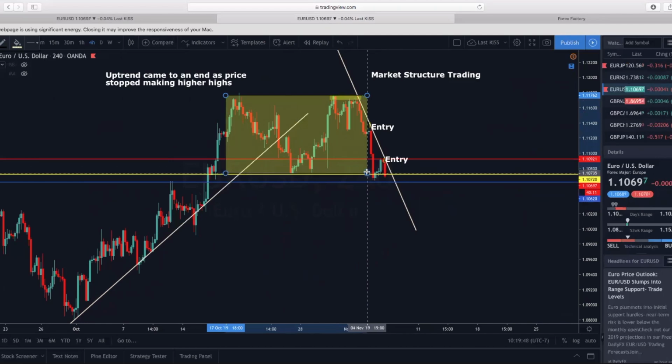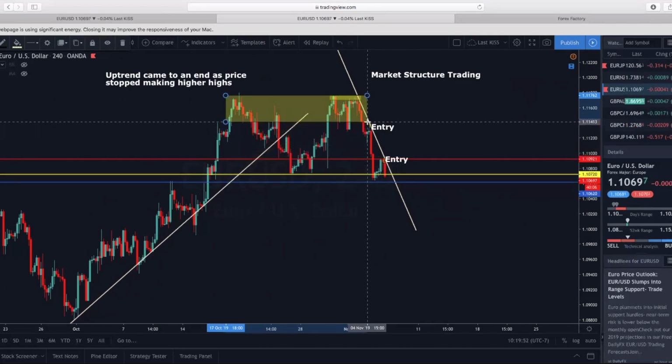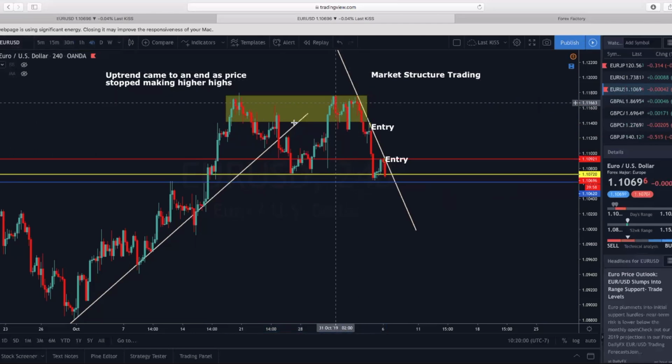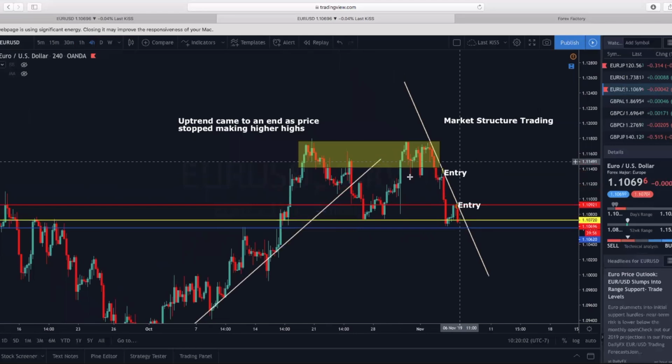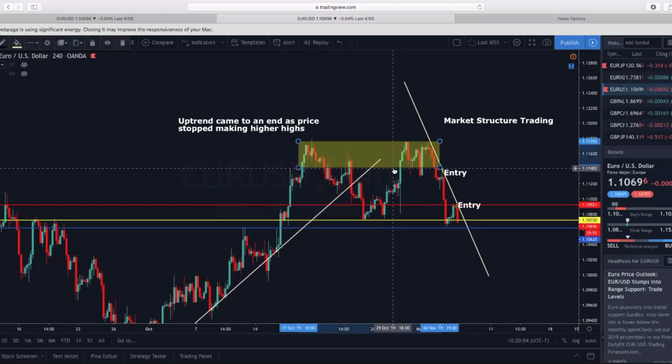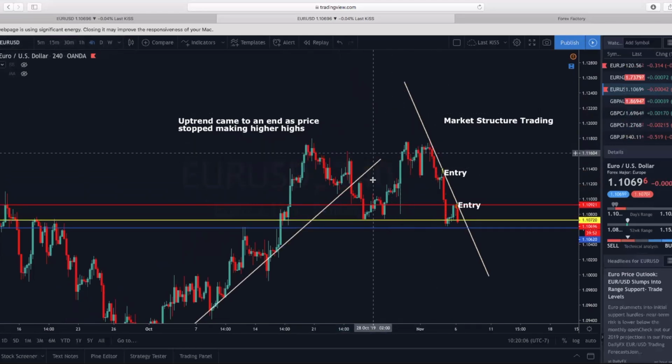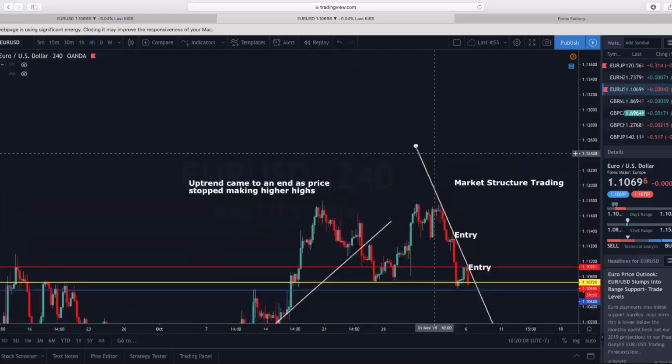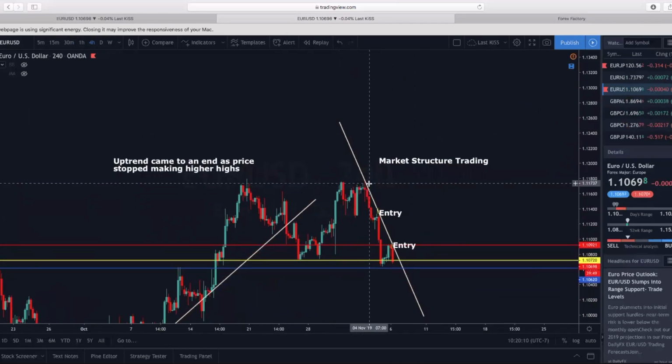What you'll see is that price actually came to this structure level here and failed to keep making higher highs. That was a signal to us that price probably doesn't want to go any higher. So when I saw that price came to this level, I started to switch my bias, and I saw that price was then starting to make lower highs and lower lows.